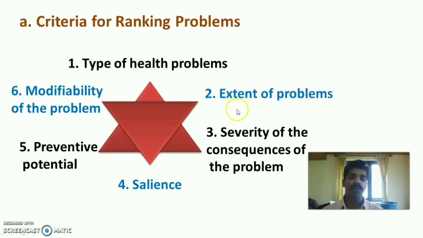Then extent of the problem. How many of the family members are suffering with that particular problem? The extent of the problem. Then how long it continues. Then severity of the consequence or complication of that particular problem. That is severity of the consequence of the problem.